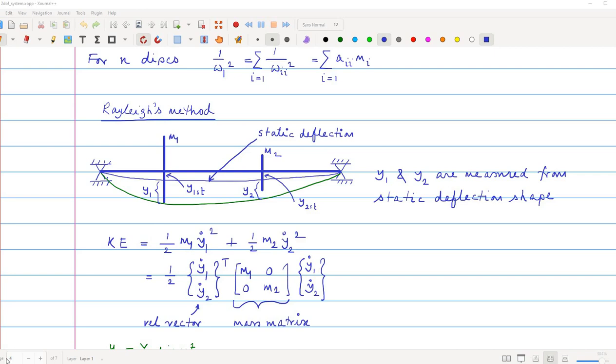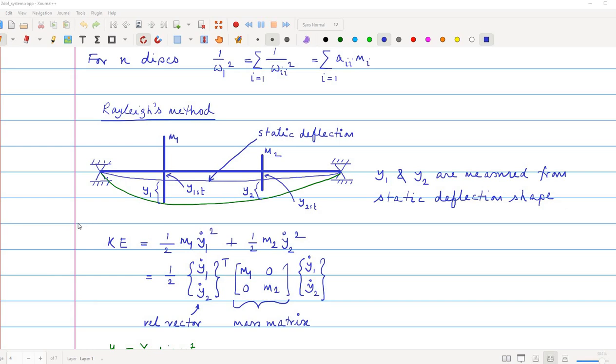Now let us discuss another approximate method, and that is actually Rayleigh's method. In Rayleigh's method, it is assumed that the dynamic deflections, the dynamically deflected shape, is proportional to the statically deflected shape.